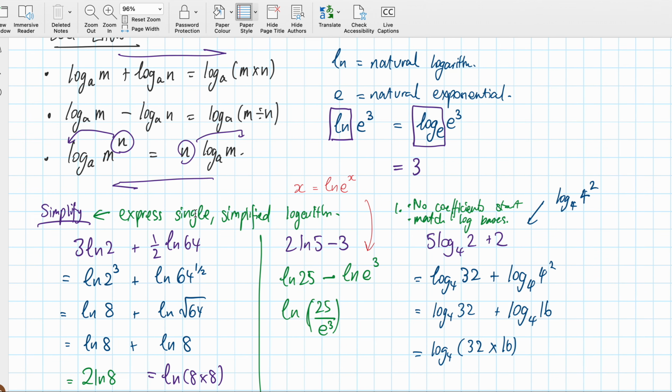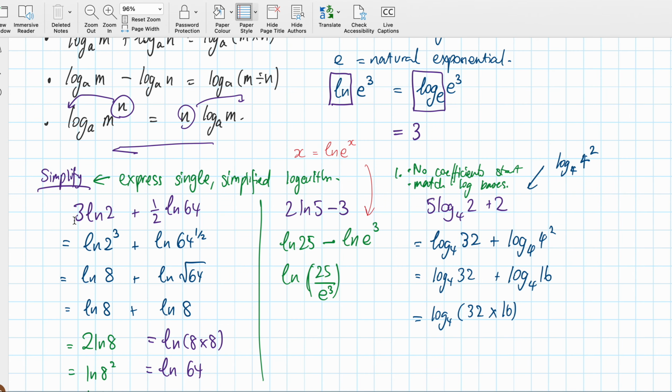Okay? Now, we're going to work on these problems here, and these are classic problems. In purple was the original question. The first one was 3 ln 2 plus half ln 64. Now we want to simplify these. Simplify means express as a single simplified logarithm. We can see here that it's not a single logarithm, and we want to merge them together. The first step is no coefficients, and we want to match the log bases, right?